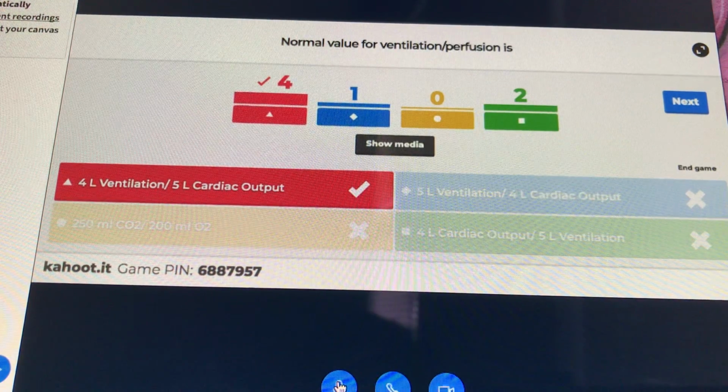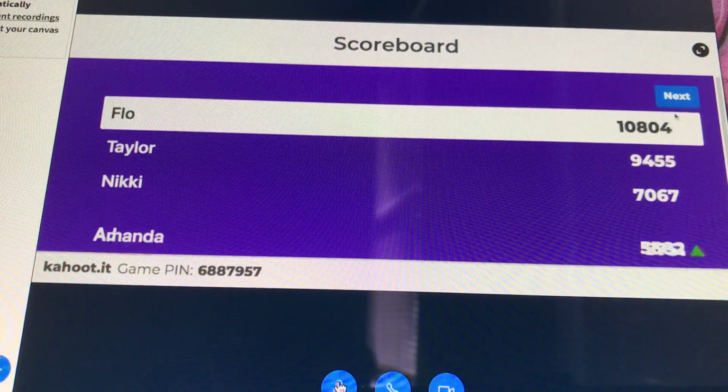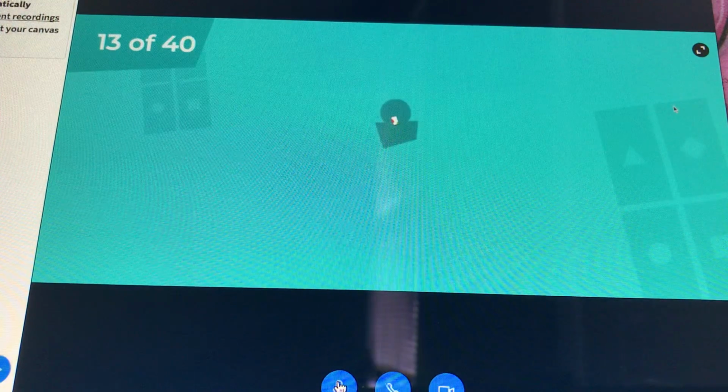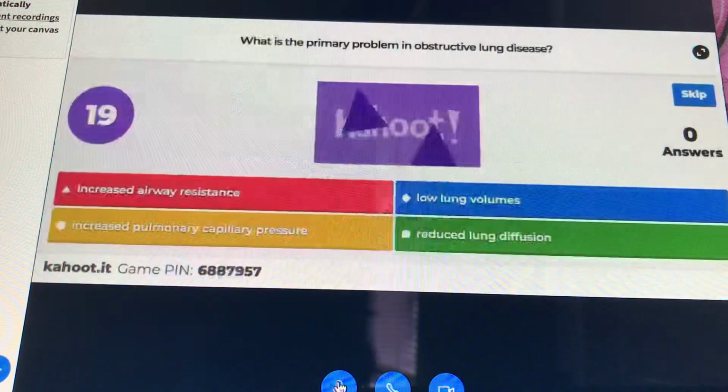What are the 2 factors that influence cardiac output? Cardiac output is how much blood leaves your heart over the course of a minute, right? So what 2 factors influence cardiac output, or what times what? Okay, I'll let y'all get back to me after you do the math. Let me know. Okay, what is the primary problem in obstructive lung disease?